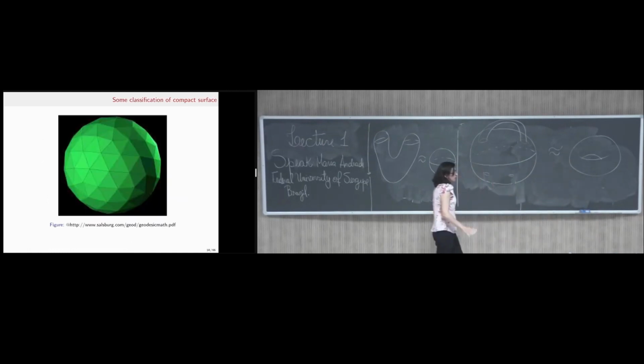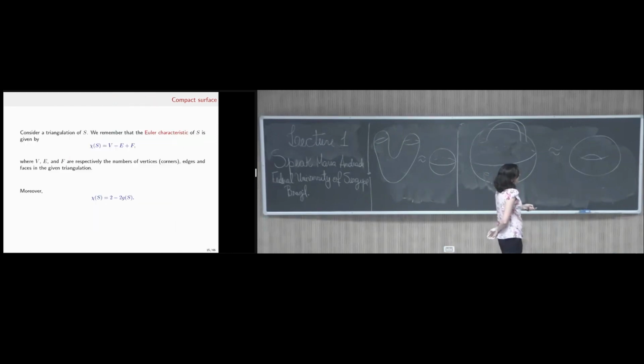Imagine you have a surface. On a compact surface, you can do the triangulation of the surface. What does it mean? Here in this picture, what can you see? Here in this picture, you have a triangulation, you have edges, okay? You have the faces, and you have the vertices. You know that the Euler characteristic is given by this expression.